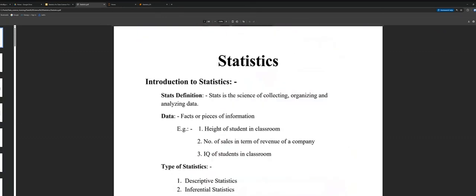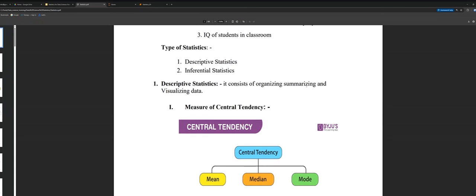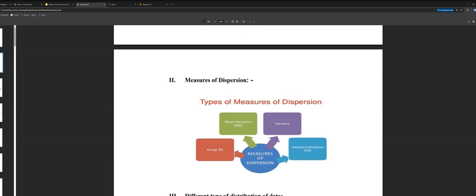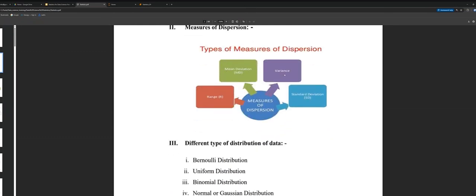I think I've shared this PPT presentation with you guys, right? Yesterday. Okay, so same thing we did descriptive, inferential. It consists of organizing, summarizing, and visualizing data. Whenever we talk of central tendency, central means mean, mode, median. Measure of dispersion: we have variance, standard deviation, and range. Mean deviation is also there.